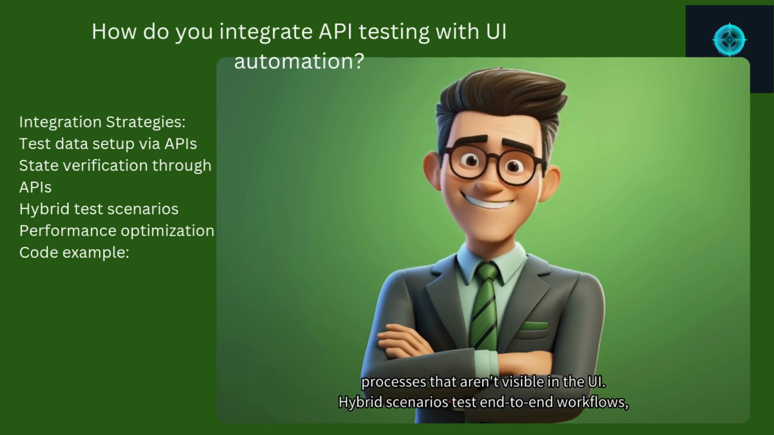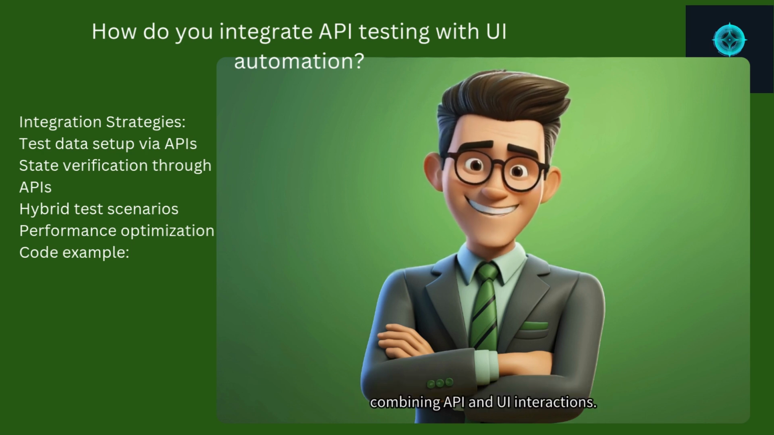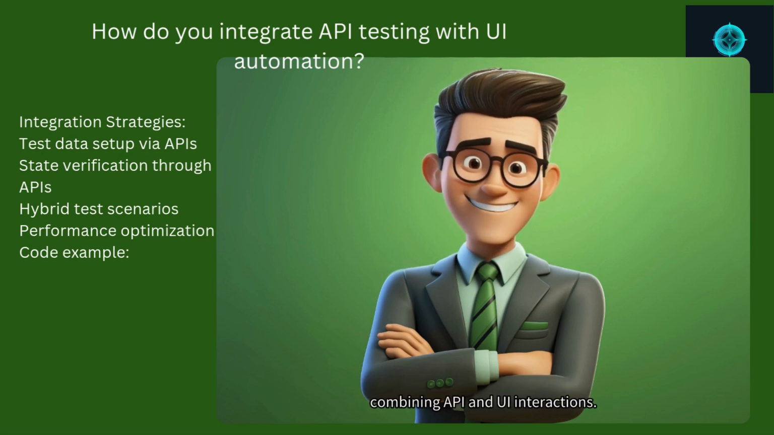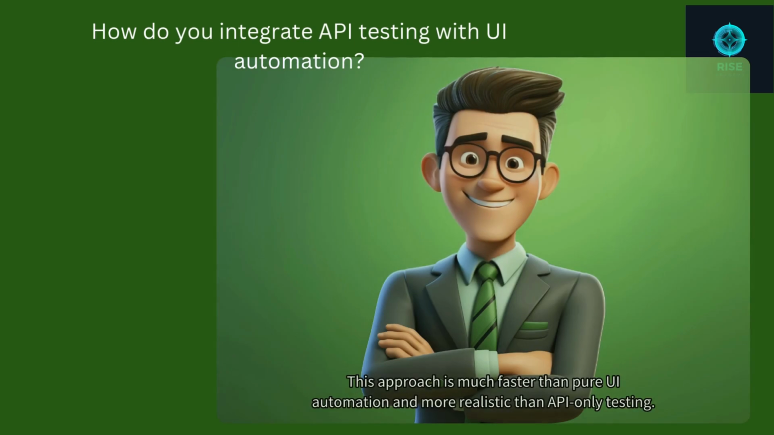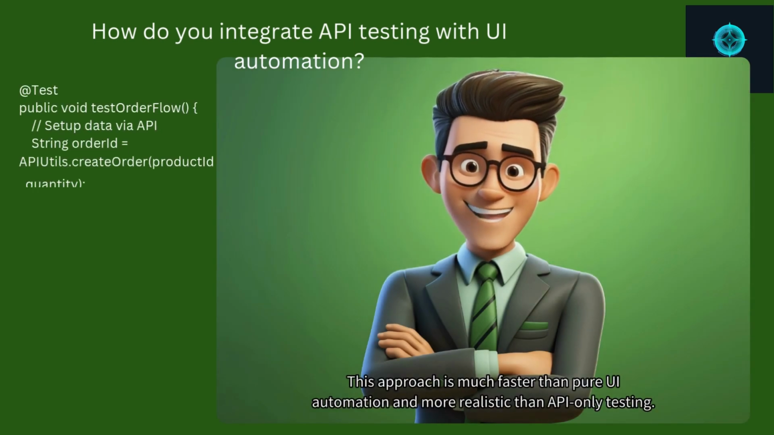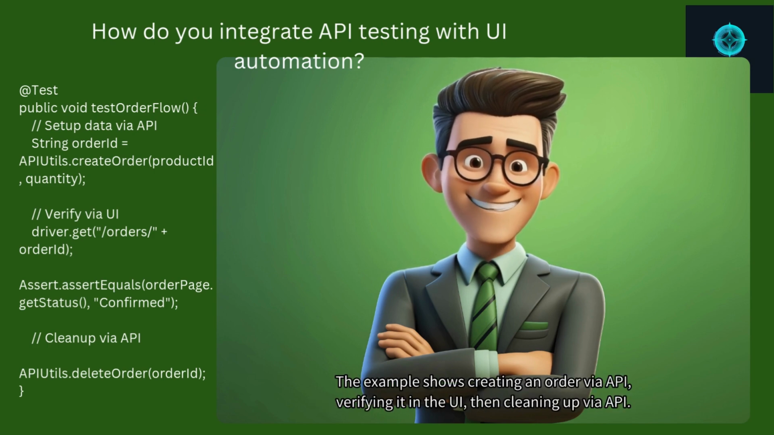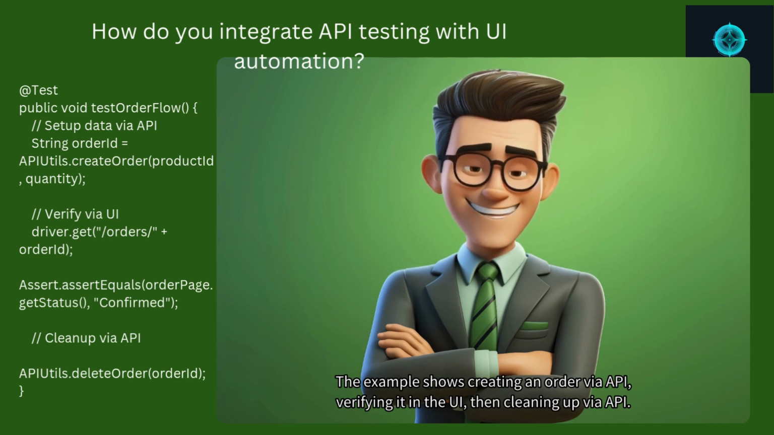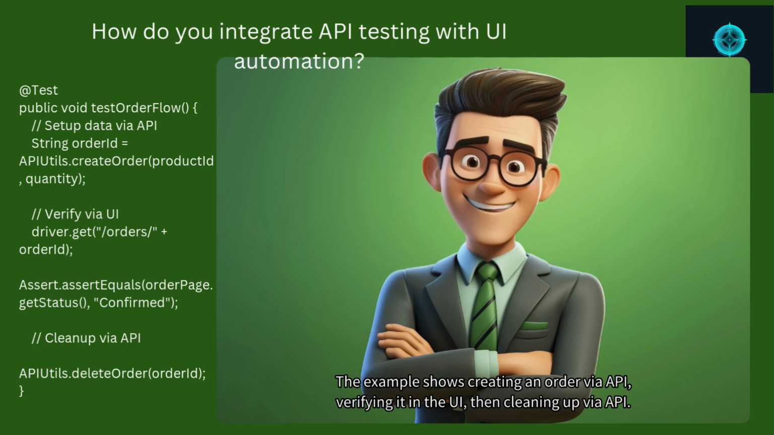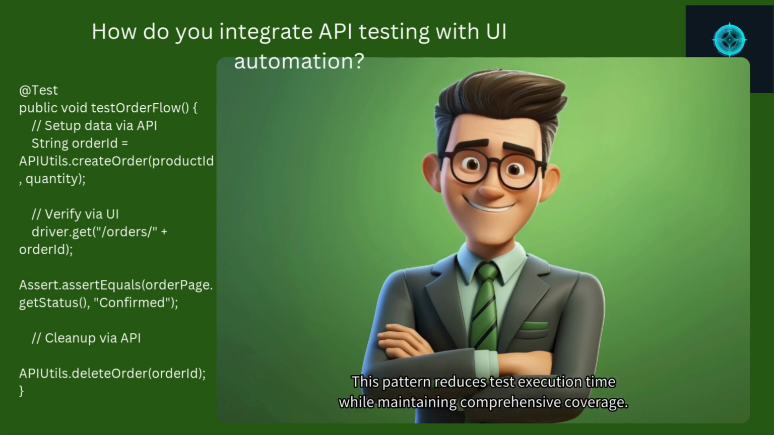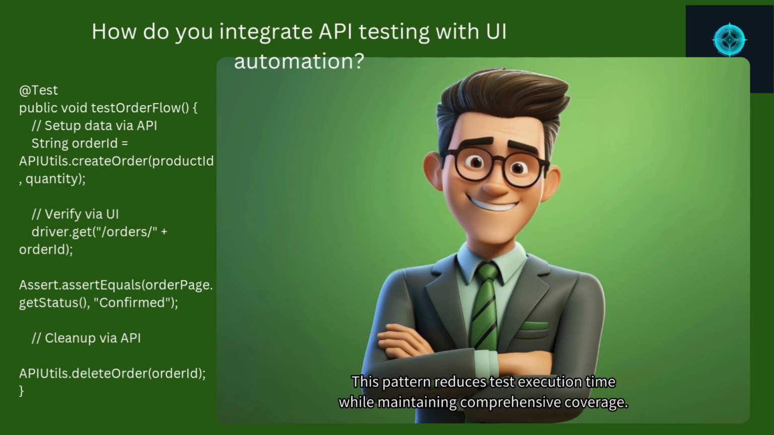Hybrid scenarios test end-to-end workflows, combining API and UI interactions. This approach is much faster than pure UI automation and more realistic than API-only testing. The example shows creating an order via API, verifying it in the UI, then cleaning up via API. This pattern reduces test execution time while maintaining comprehensive coverage.